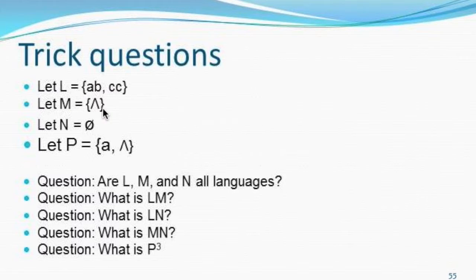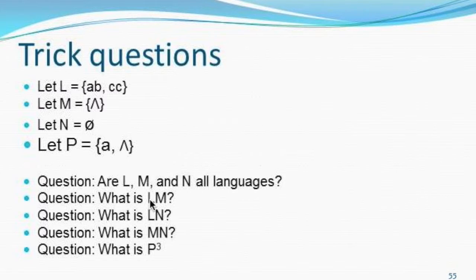M is also a set of strings. It only has one string in it, and that string is the empty string, but it's still a set of strings, so it's still a language. And N, well, sure, it's a set. It's the empty set. There's nothing in it, but sure, that could be considered a set of strings.